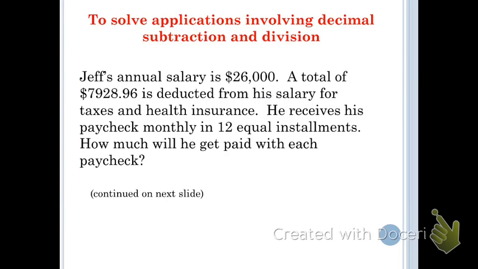Jeff's annual salary is $26,000. A total of $7,928.96 is deducted from his salary for taxes and health insurance. He receives his paycheck monthly in 12 equal installments. How much will he get paid with each paycheck?